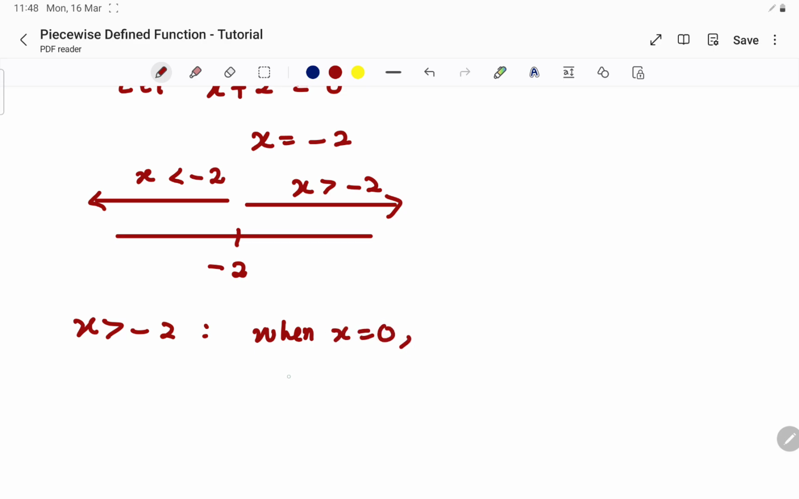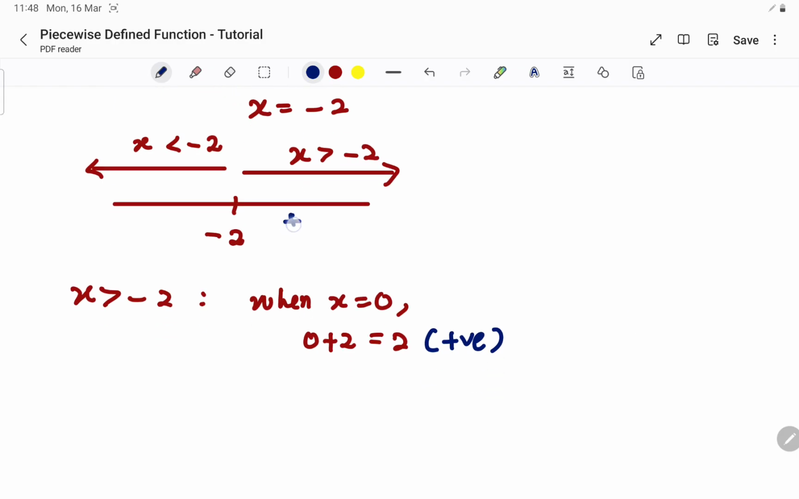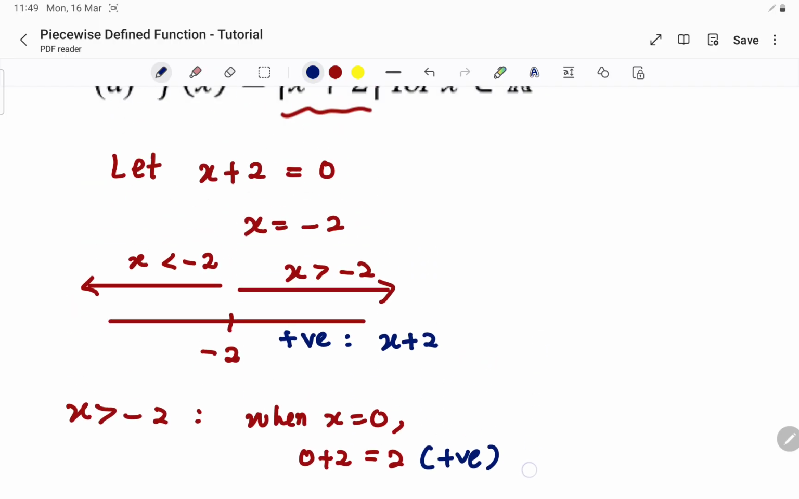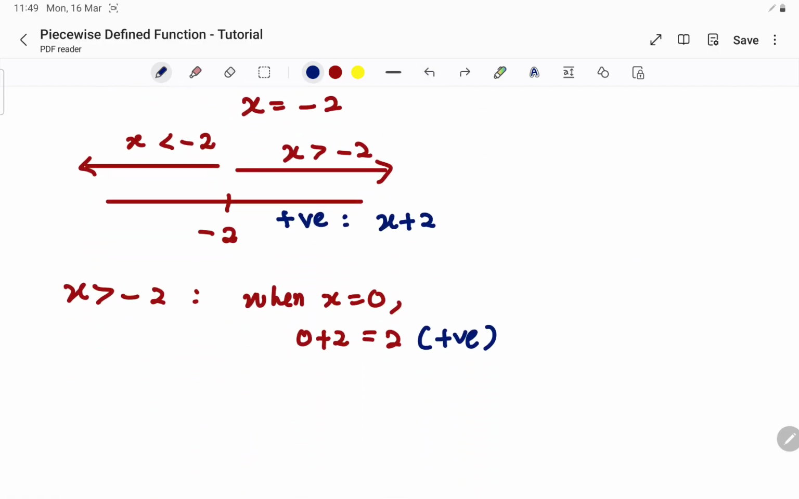So what is the value of x plus 2? So 0 plus 2 is equal to 2. Positive, right? So this guy is positive. So by right, here you're going to get positive. So what does it mean by positive here? When you want to put inside your piecewise later on, you have to put x plus 2 only, the value that is from the expression inside the modulus just now.